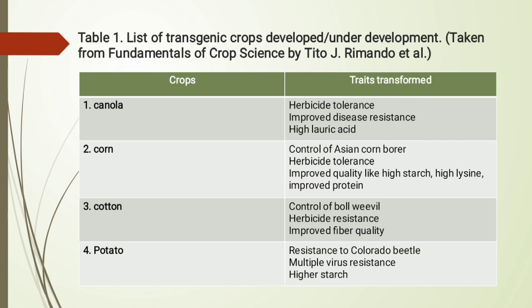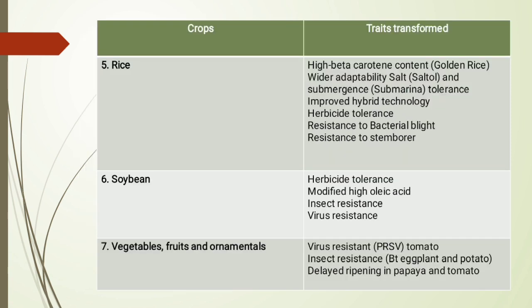Next crop is potato. Traits transformed in potato are resistance to Colorado beetle, multiple virus resistance, and higher starch. Next crop is rice. Traits transformed in rice are high beta-carotene content or golden rice, wider adaptability such as salt tolerance or Saltol, and submergence tolerance or Sub1, improved hybrid technology, herbicide tolerance, resistance to bacterial blight, and resistance to stem borer.